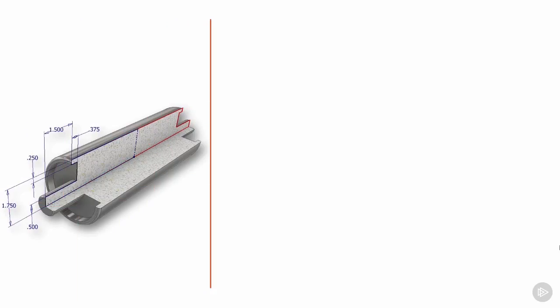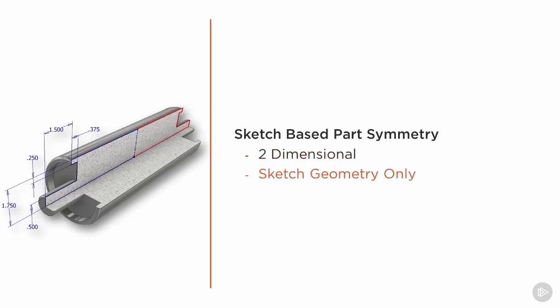Welcome to this next module on sketch-based part symmetry. This type of symmetry is two-dimensional and uses sketch geometry only. For this reason, you might not be able to accomplish as much as you would with feature-based part symmetry. However, symmetry does exist in certain types of sketches, so we'll need a way to accomplish that. So let's go ahead and take a look at how this works.